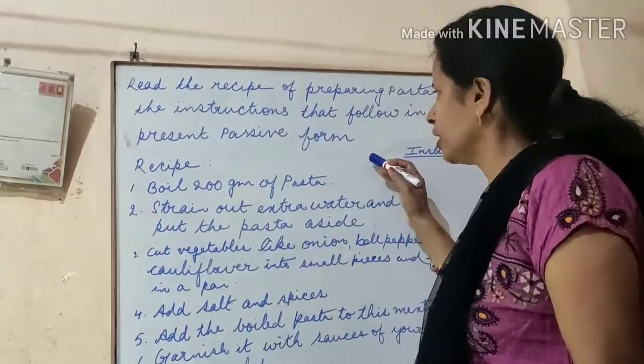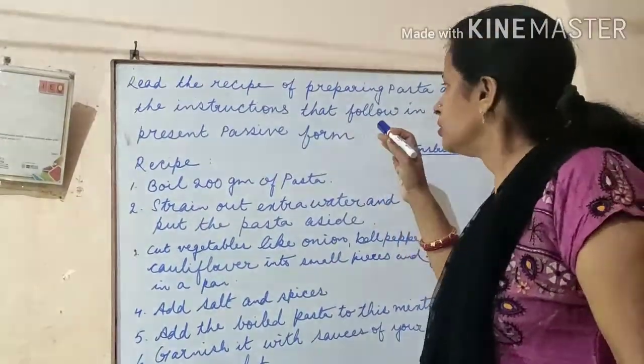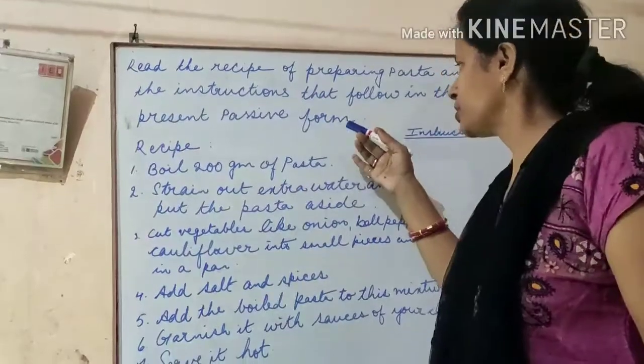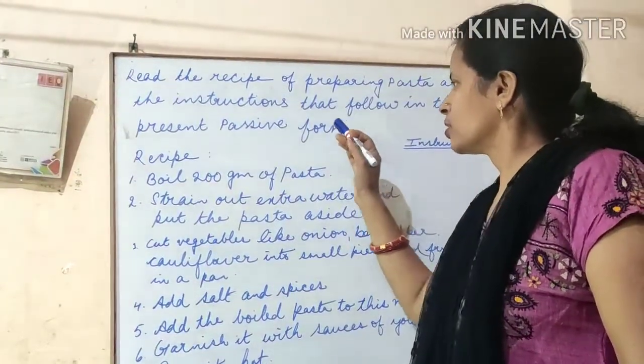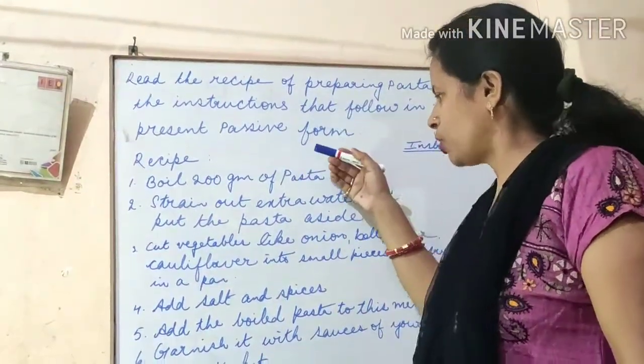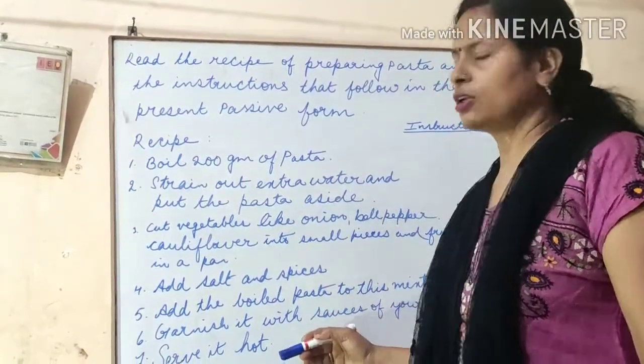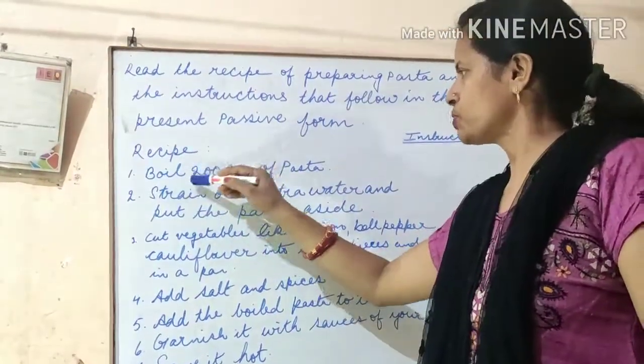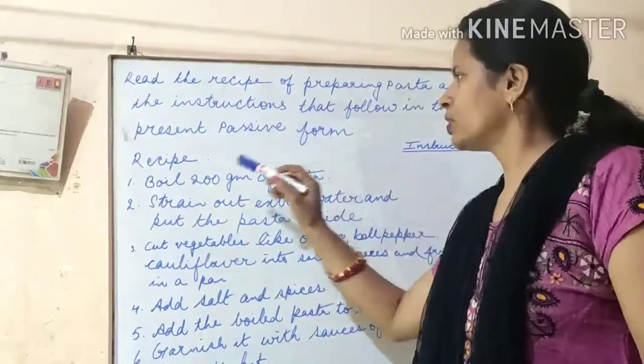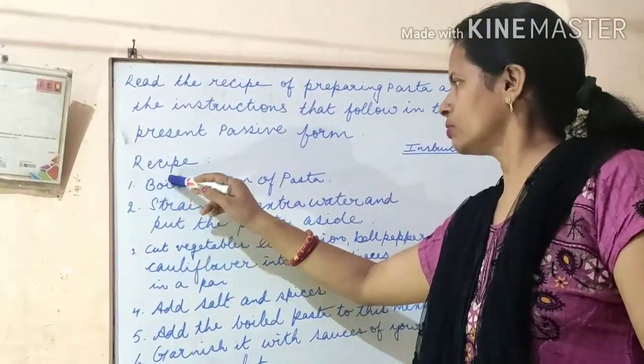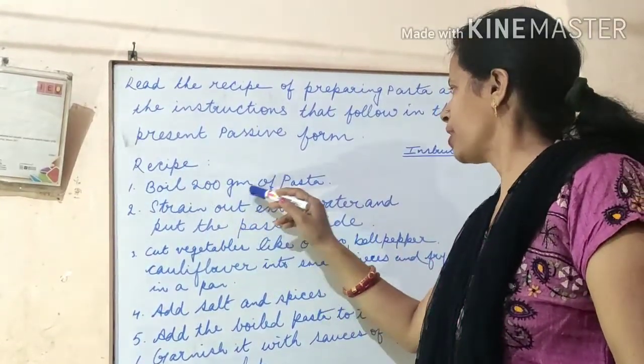Instructions are given. I am giving you only an example of how to convert, how to change this into passive voice. So we have to follow instructions accordingly. We have to go step by step. The first step is: boil 200 gram of pasta.